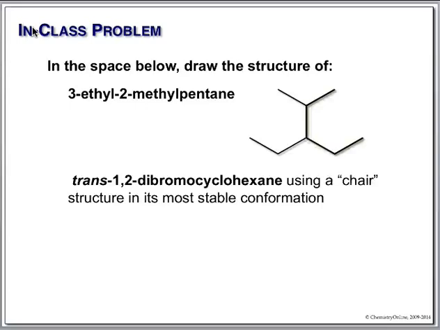Trans-1,2-dibromocyclohexane using a chair in its most stable conformation. So once again, start off by drawing a perfect chair, and I'm going to show axial and equatorial bonds in carbons 1 and 2. Now our stereochemistry here is going to be trans. That means that the two bromines are pointing in opposite directions relative to the ring plane. We could put both bromines axial, that would be trans, but it would not be the most stable. To be most stable, both bromines would have to be equatorial.